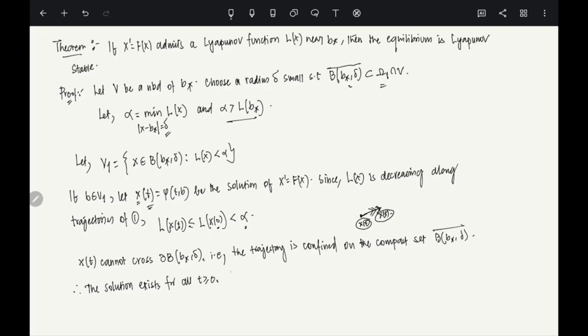Moreover, we can say that x of t is contained in the ball with center B star and radius delta, the closure of which is contained in V. That's what we assumed, right? And then this actually shows that L is a Lyapunov function. So this implies that B star is Lyapunov stable.